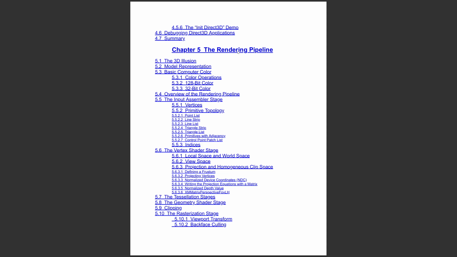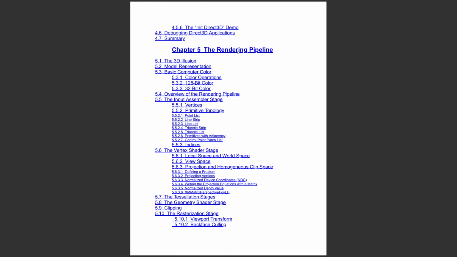So less data means faster transfers and faster processing. So indices are great. We'll move on to the vertex shader stage, which talks about the local space, world space, and view space. And then we finally have the projection and the homogeneous clip space, where we'll be defining a frustum, and effectively anything outside the frustum gets snipped and cut and not drawn. And then we'll be talking about projecting vertices.